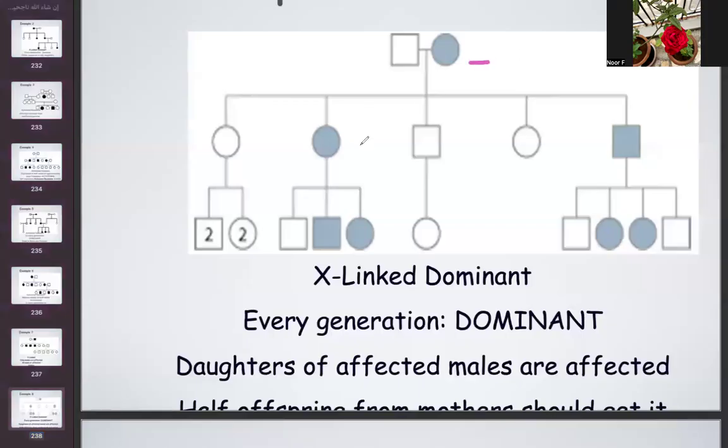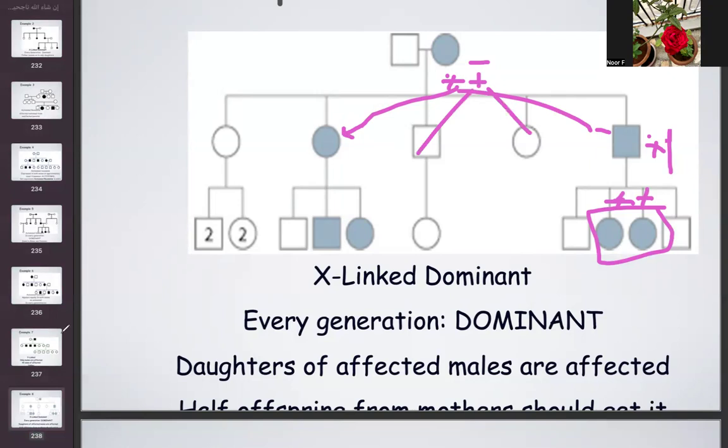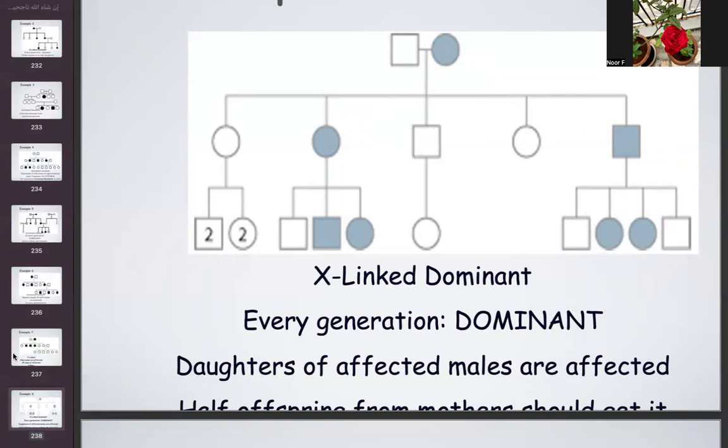This is X-linked dominant because the daughters of affected fathers are affected. The daughters always receive the X chromosome from the father. Since it is dominant, all the daughters of an affected father are affected, but from the mother, half of the offspring will be affected, because one X is affected and one is normal. These children received the affected X chromosome, and these children received the normal X chromosome. So half of them are affected.